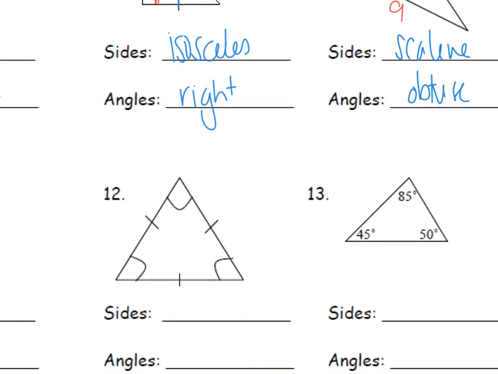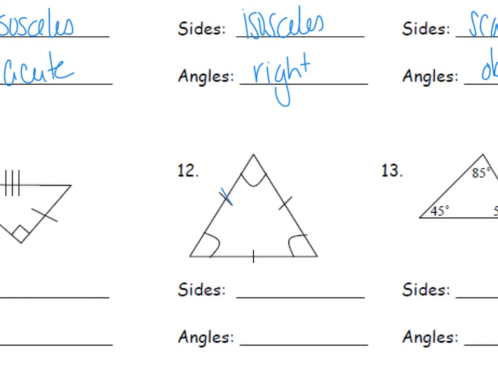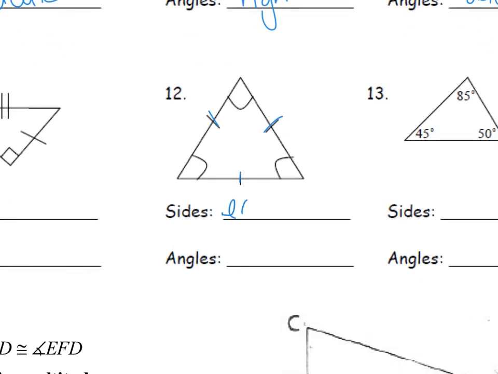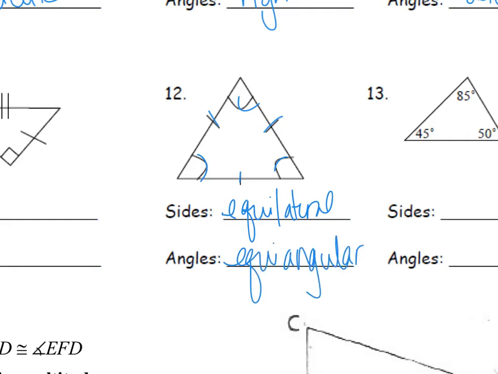All right, let's go ahead and look at 12. Notice that all these marks mean that all the sides are congruent. So the triangle is equilateral. And then all these arcs mean the angles are going to be congruent. So equiangular. And something that we're actually going to learn in a little bit is that if a triangle is equilateral, it'll always be equiangular or vice versa.